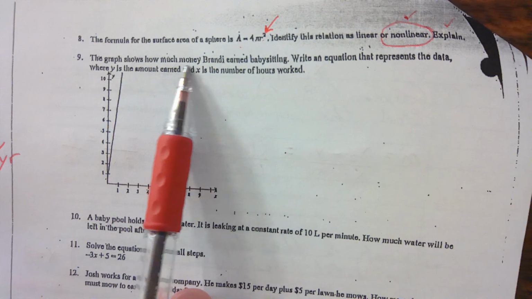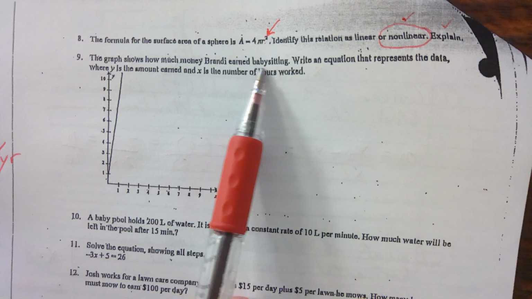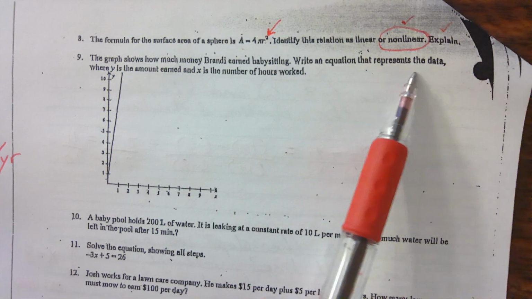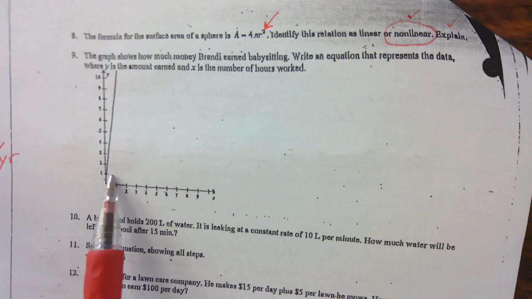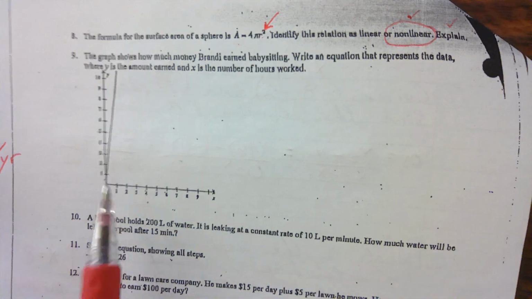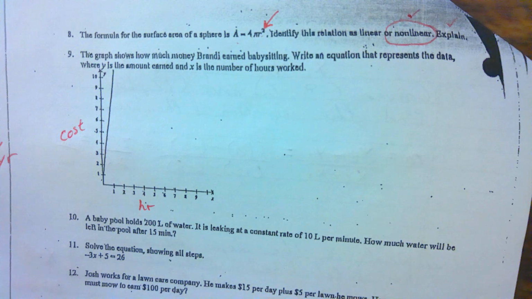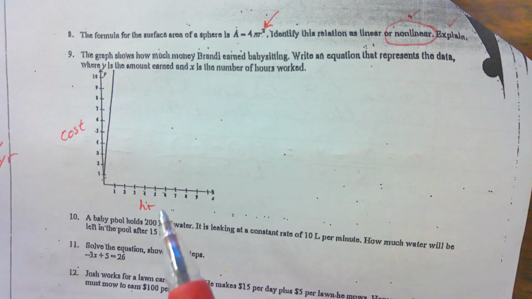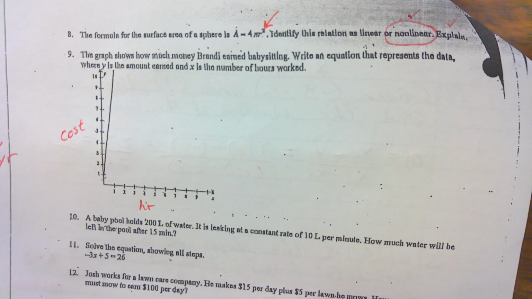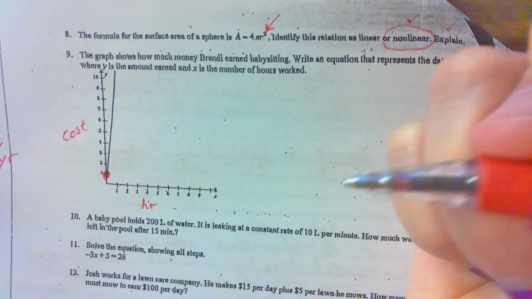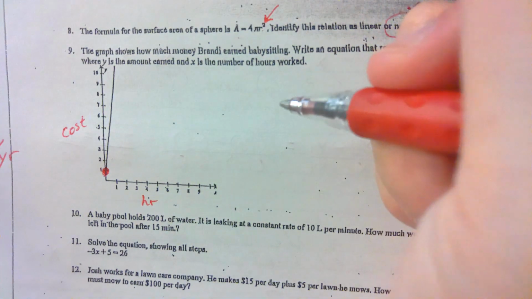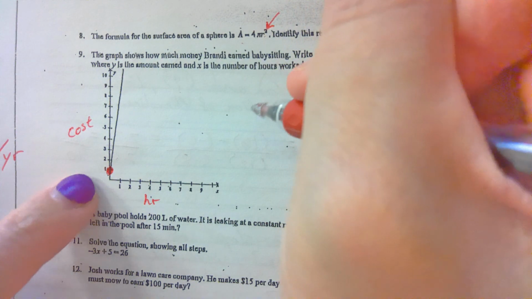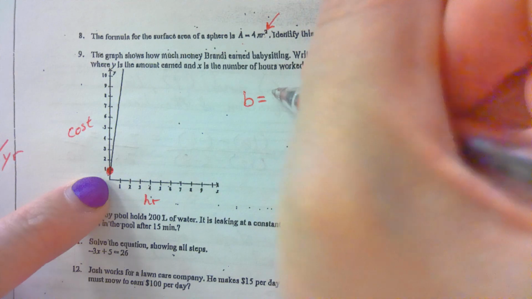Okay, the graph shows how much money Brandy earns babysitting. Write an equation that represents the data. So I guess this is hours, and this side will be costs. Okay, what is her starting value? 1. Yeah. So guess what? Brandy gets a $1 minimum charge for babysitting.